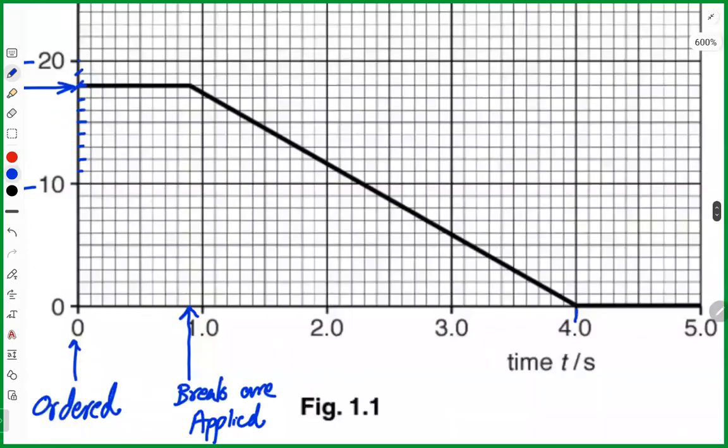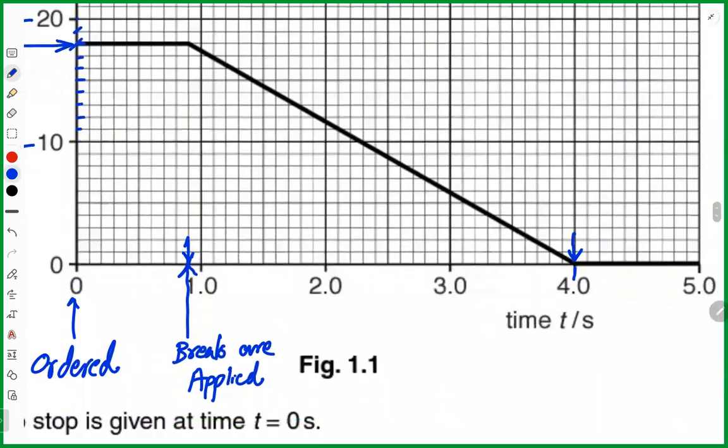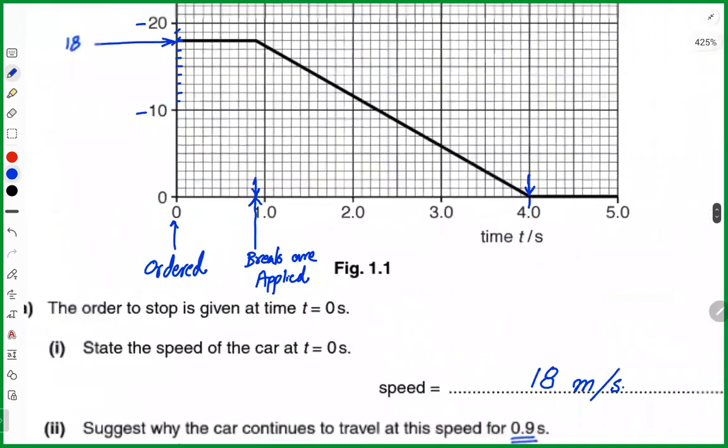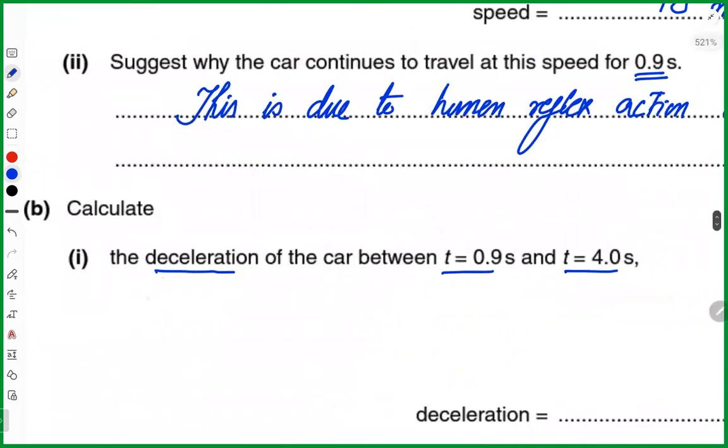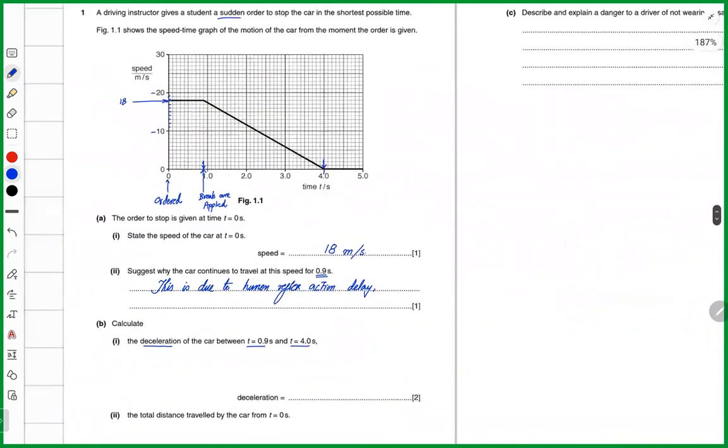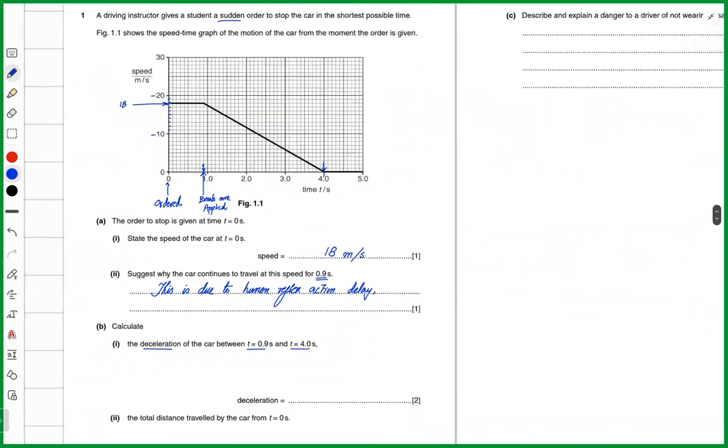So from this point till this point, 0.9 to 4.0 second till the car stops, we have to find deceleration. Deceleration means negative acceleration. How do we find acceleration from a speed time graph? V minus U over T? No, that is a formula for acceleration, but my question is how do we find it from the graph?